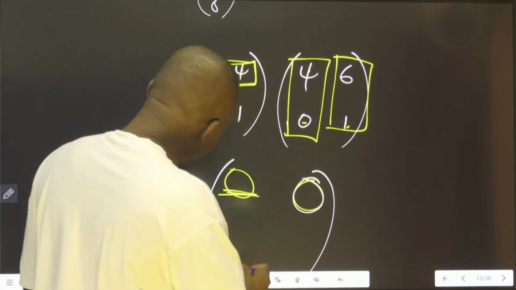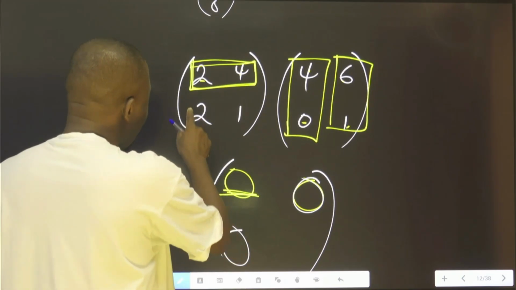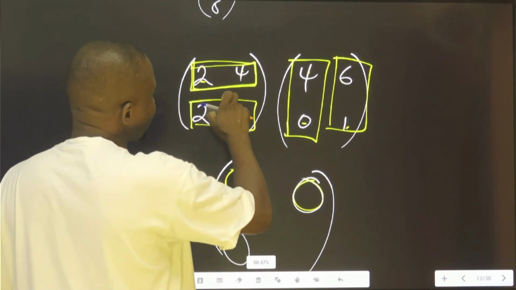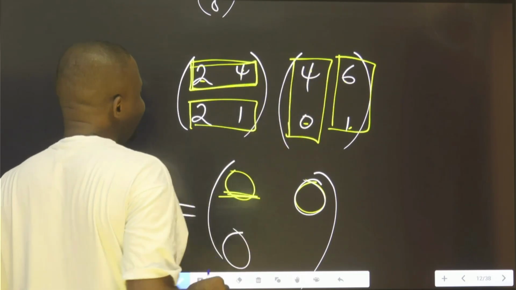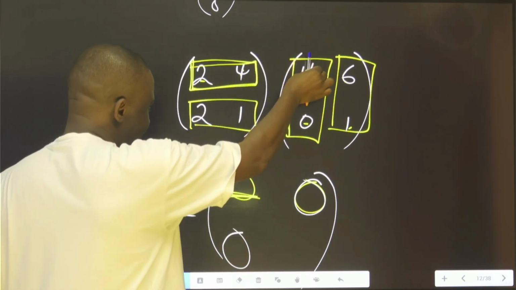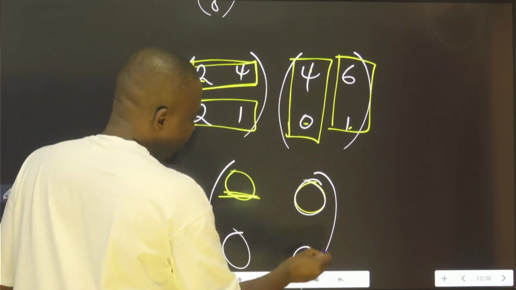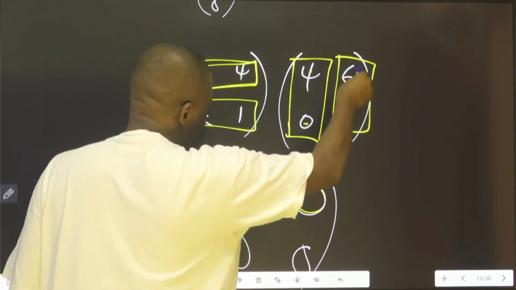Once I'm through with that, I want to get this new location. I will use this now. This horizontal multiplied by this vertical. That is, this row multiplied by this column. For this place, this row multiplied by this column.